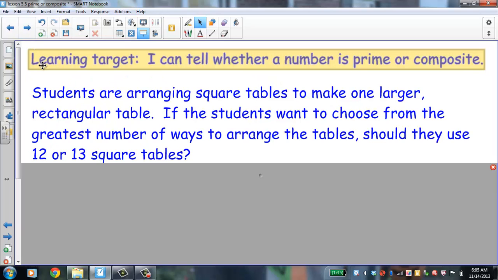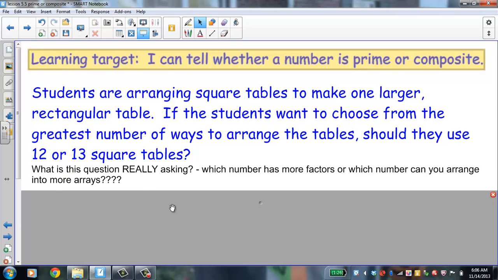First of all, let's take a look at this little math problem. Students are arranging square tables to make one larger rectangular table. If the students want to choose from the greatest number of ways to arrange the tables, should they use 12 or 13 square tables? So first of all, let's think about what they're talking about here. I'm sure you've probably been at a restaurant where they take square tables and put them together, and it ends up with one larger rectangular table. So the question wants to know if the students should use 12 or 13 square tables if they want to have the greatest number of ways to arrange the tables.